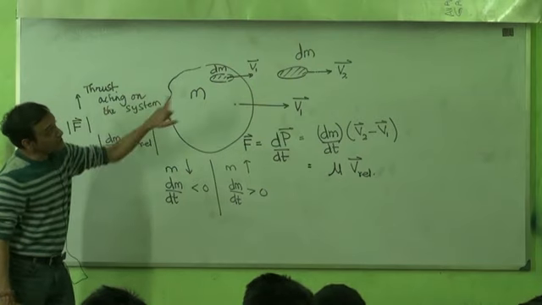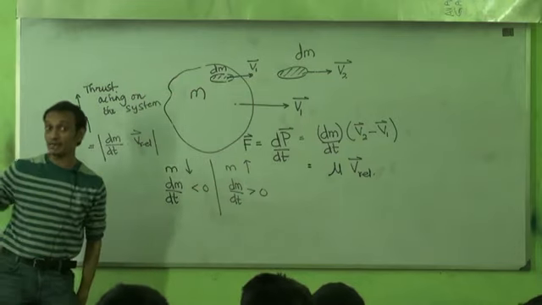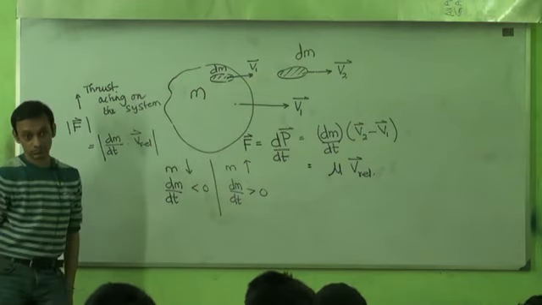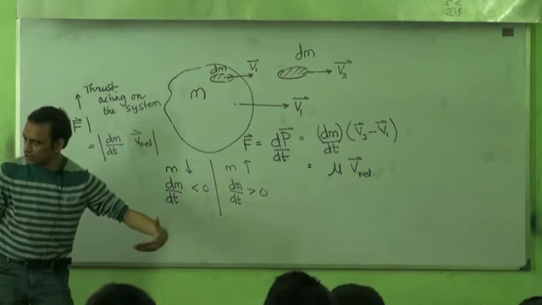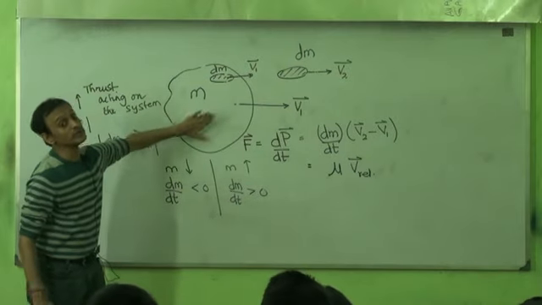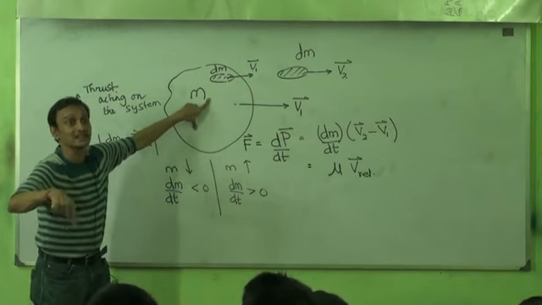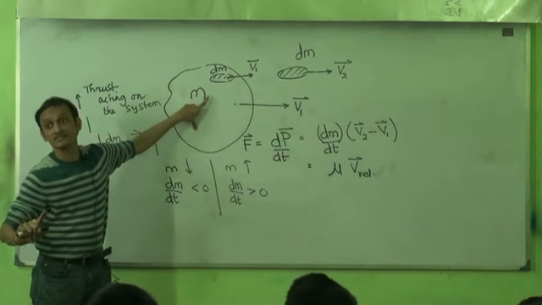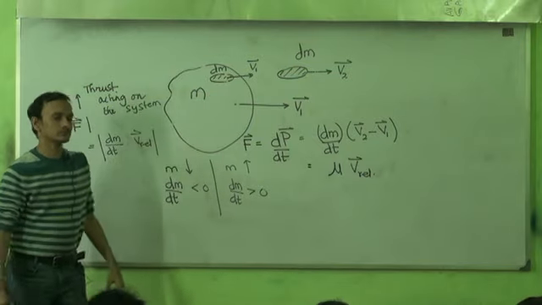The direction of the relative velocity of dm is rightwards, right? dm, the relative velocity of expulsion is rightwards. Force acting on the system is leftwards when the mass of the system is decreasing. That is when dm/dt is negative. It's negative. Write down.